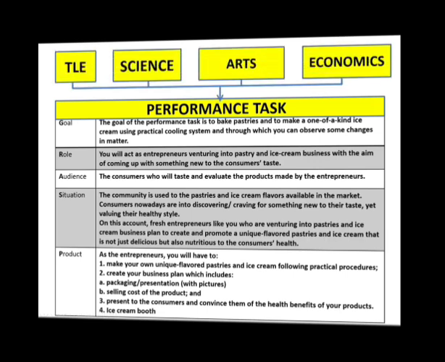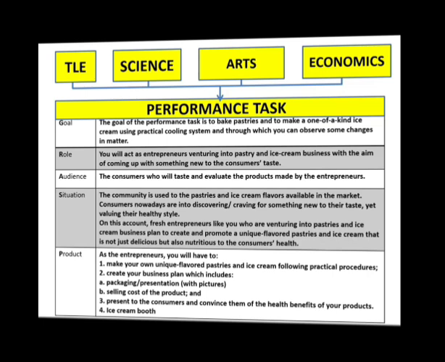In this performance task, 4 subject areas are in horizontal articulation. The goal of the performance task is to bake pastries, which is under the area of TLE, and to make a one-of-a-kind ice cream using practical cooling system, which is under the area of science, okay, which you can observe some changes in matter. Now, where is the area of arts and economics?